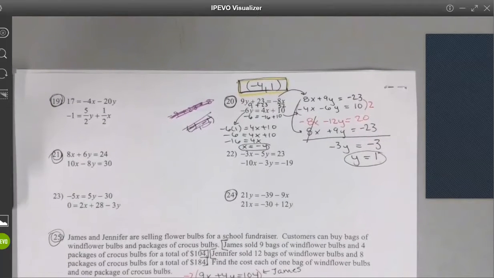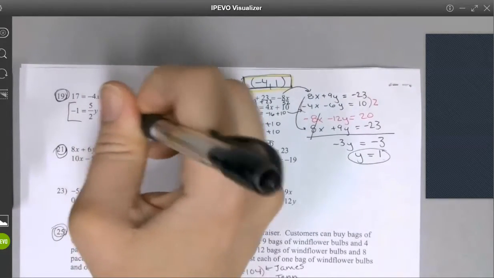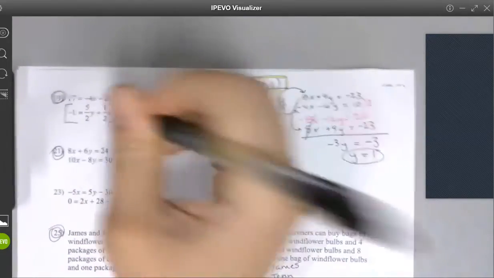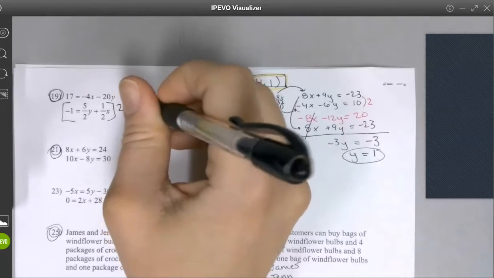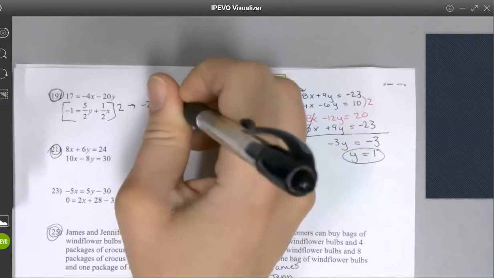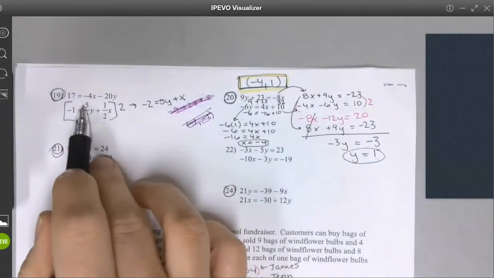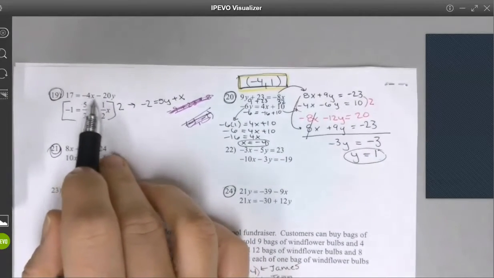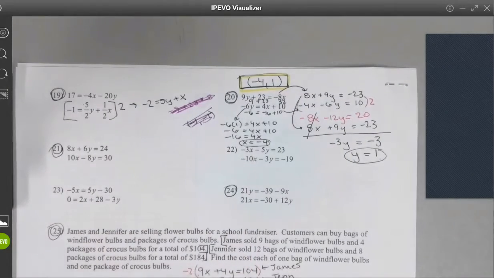Let's look at 19 really quickly. So 19, just because it's the only one with fractions, and we talked about this earlier in the unit, but if I have a fraction or a decimal, let's clear it first. So I just multiplied everything through by 2, which gives me -2 equals 5y plus x. And then looking at my other equation, I see, well, I can get opposites if I multiply by 4.